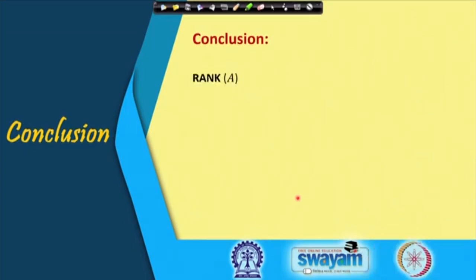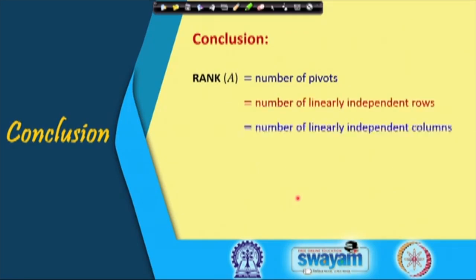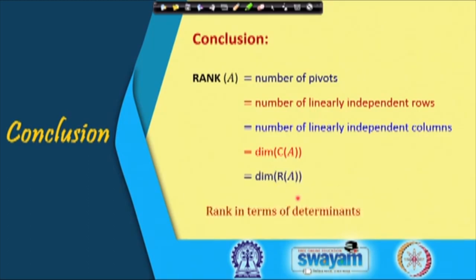Coming to the conclusion, we have seen the various definitions of the rank. One was the number of pivots in the row reduced echelon form. The other was the number of linearly independent rows. There was also the number of linearly independent columns. We can also talk about the dimension of the column space, which is nothing but the rank, and the dimension of the row space, which also is the rank. And we have also discussed the rank in terms of determinants.